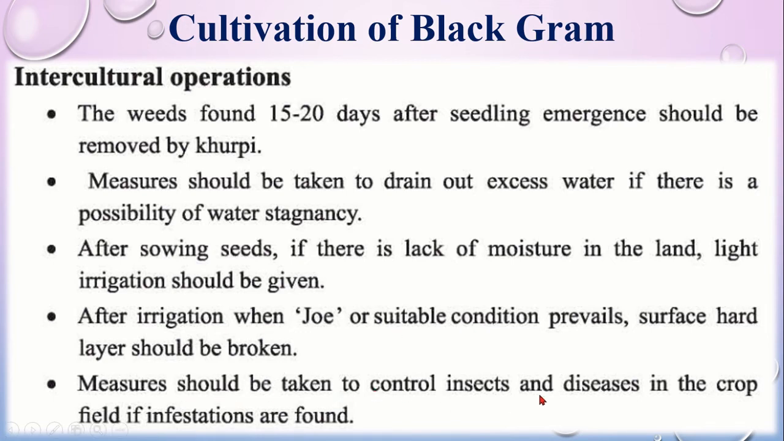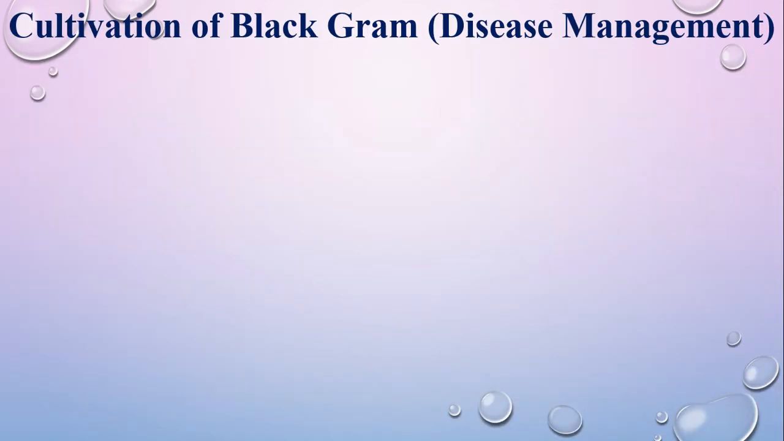Measures should be taken to control insects and disease in the crop field if infestations are found. So if any insect or disease is observed in the field, that time we will immediately take the operation or management procedure of controlling insects and disease.